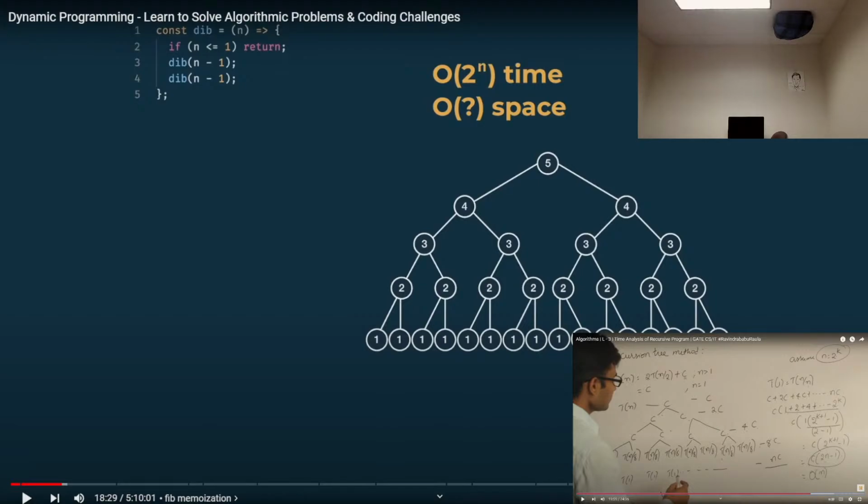2T n by 2 plus c. T of n equals 2T n by 2 plus 1.